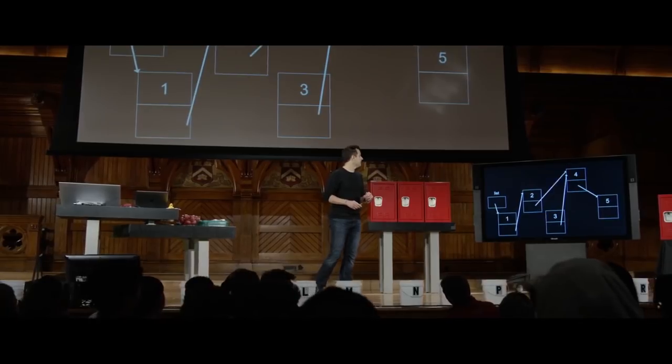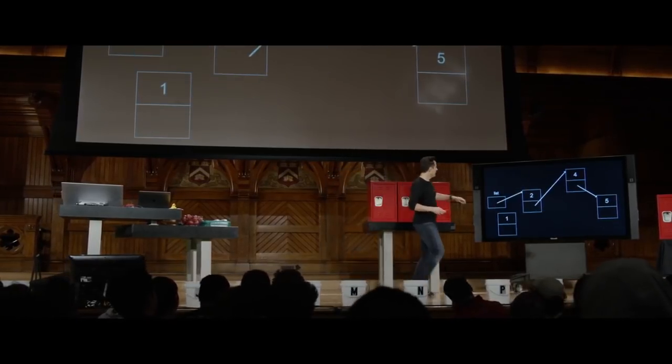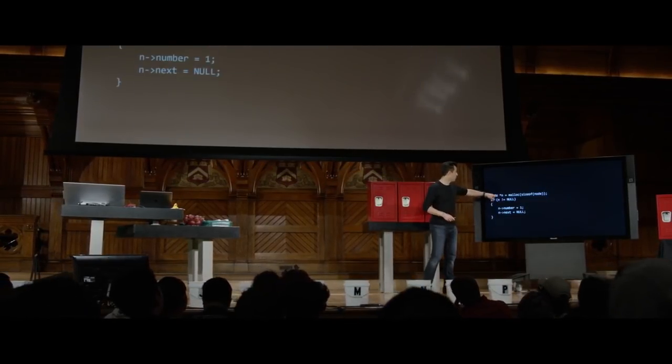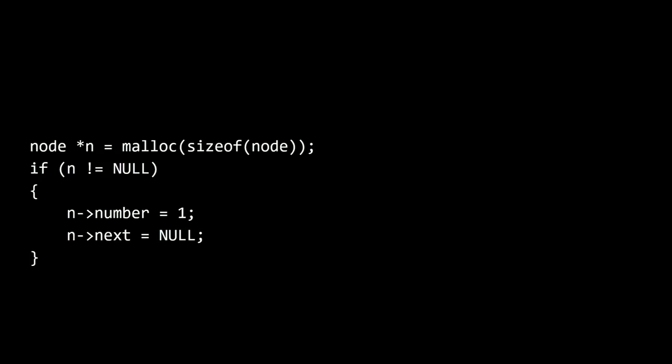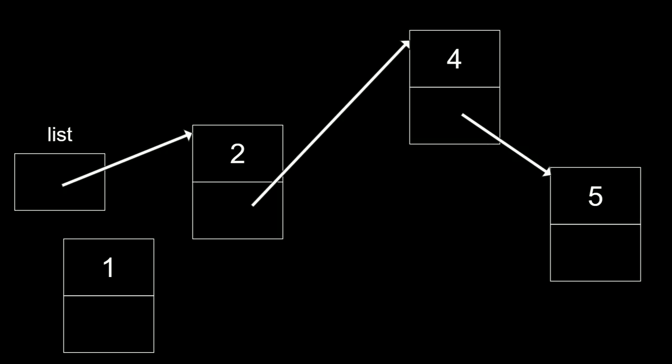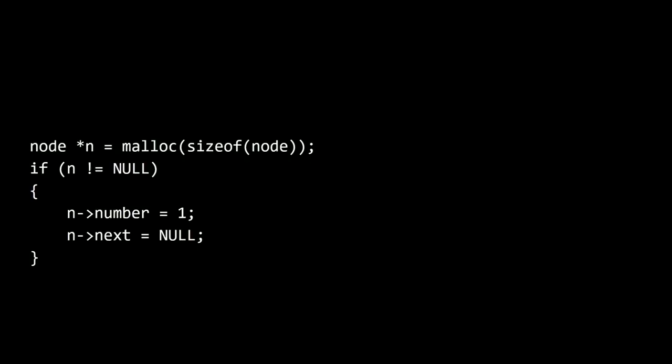Pointer n of type. Let me scroll back to the code here. OK, so this malloc is going to give us a chunk of memory that's big enough to store a node. Node star n gives us a pointer that is the address of a node. And therefore, we're going to assign the return value of malloc to that variable so that n effectively represents a chunk of memory that's big enough to store a node.